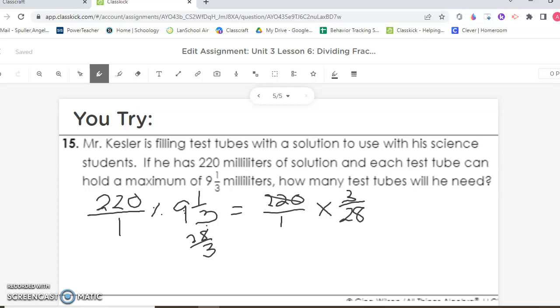I'm going to divide both of these by 2. Divide over here by 2. Remember, they have to be across from each other, not both denominators in this case. So 220 divided by 2 is 110 over 1 times 3 over 14. I could probably take more out of it, but I'm going to leave it like that for right now. So 3 times 110 is 330. 1 times 14 is 14.